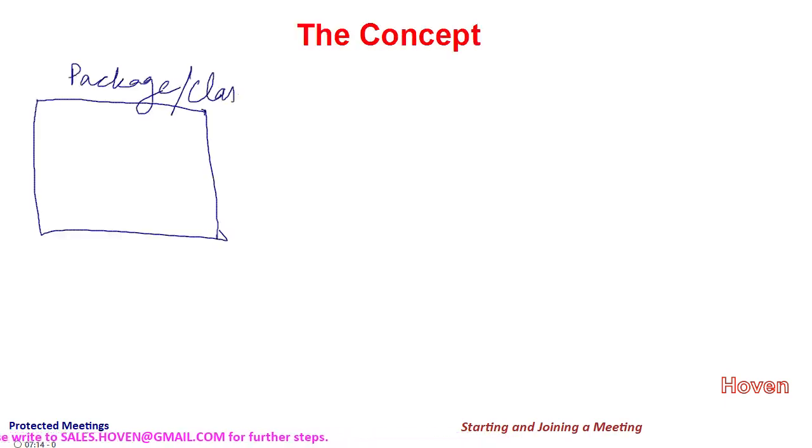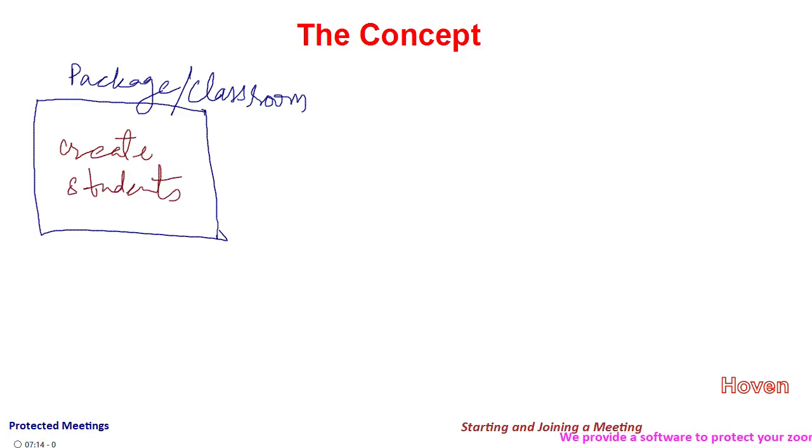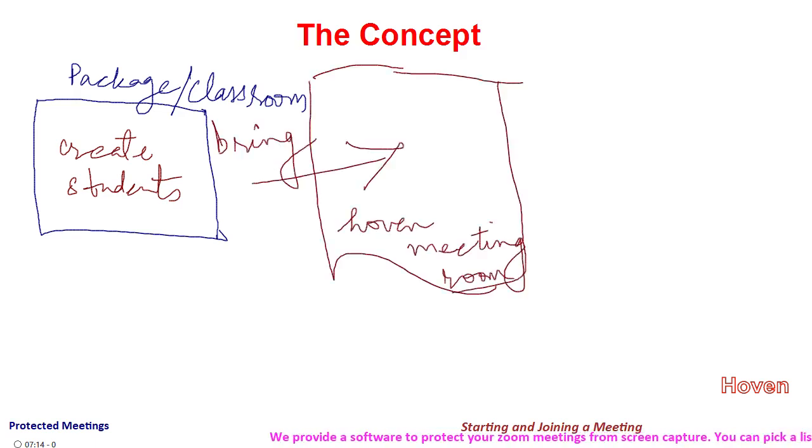Let us understand the general concept of meeting through Hoven portal. The first step is to define a package or a classroom. I will shortly explain it practically also, but let us understand the concept first. The next step is to create students for this classroom. When you decide to start a meeting, you will pick students and add them to Hoven meeting room.